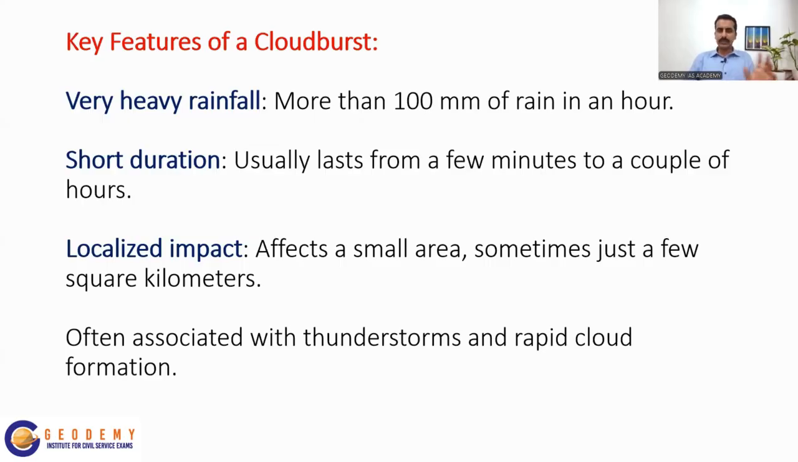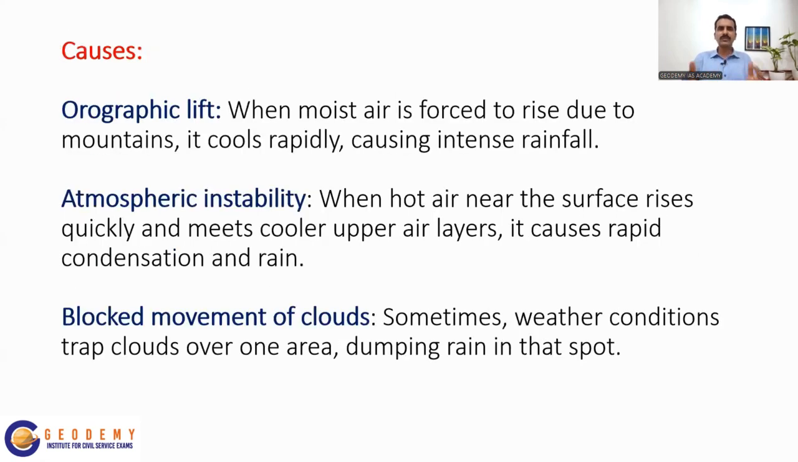Okay. So a small intro and then the features of cloudburst. Okay. So we should remind that it is cloudburst. So it is different from the normal things. So we have explained how it differs from the normal things with the three key features, right? And then what causes it? One is the orographic lift. When we know that for rainfall, the moist bearing wind should hit the mountain and it should rise and it should cool, then condenses and then give rainfall. So the orographic rise, when moist air is forced to rise due to mountains, it cools rapidly, causing intense rainfall.